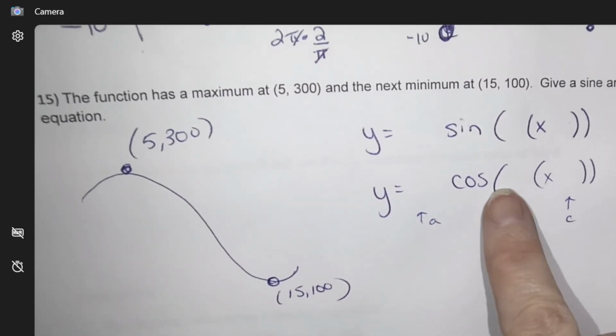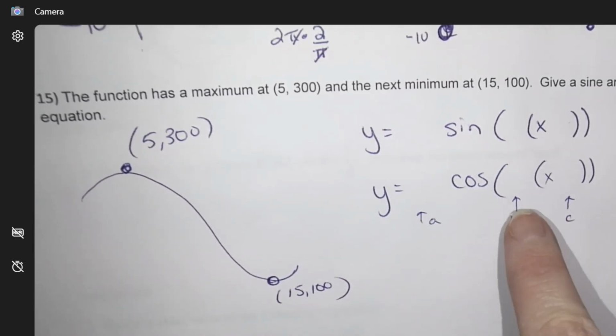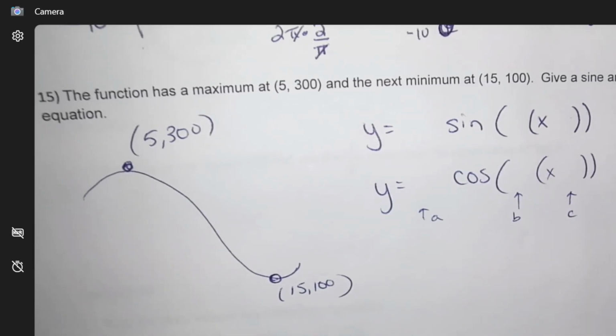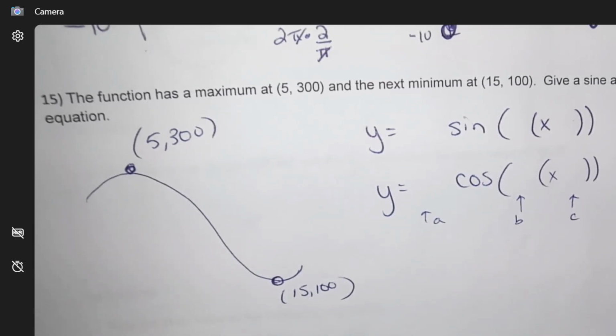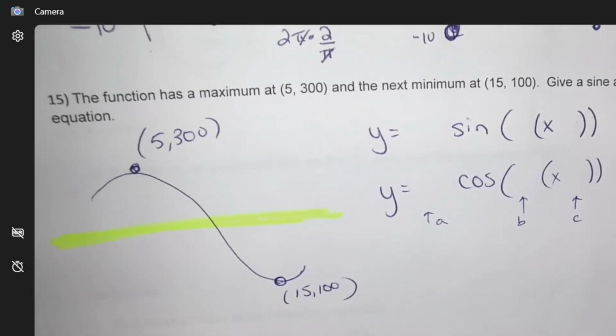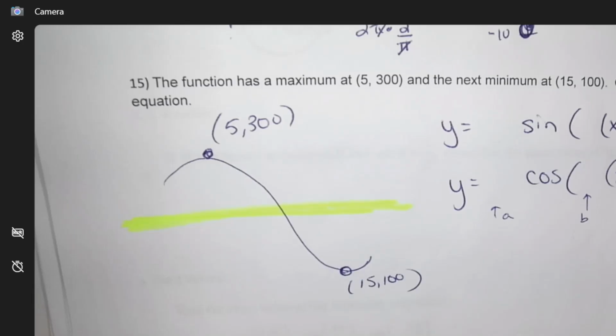I'm going to put an A in the front, B factored out, C and D, right? That's where we would put stuff. Okay, so here's what I do. The first thing I do is I ask myself, what height value falls in the middle of this graph?